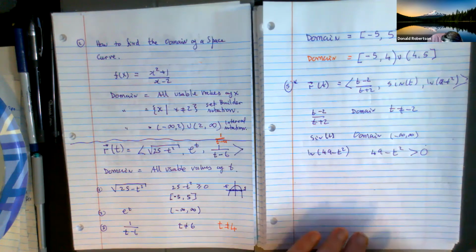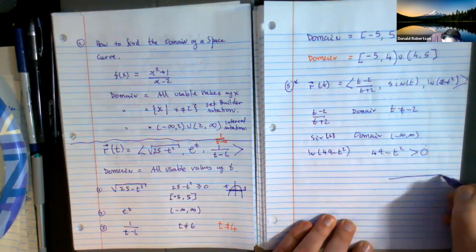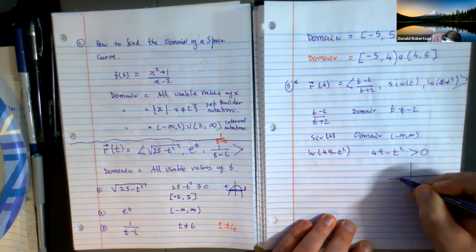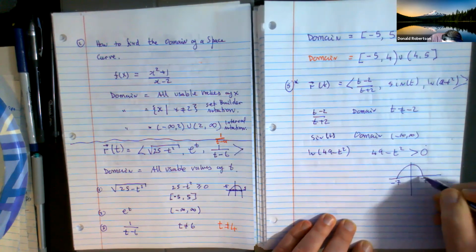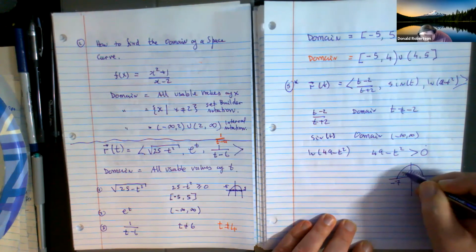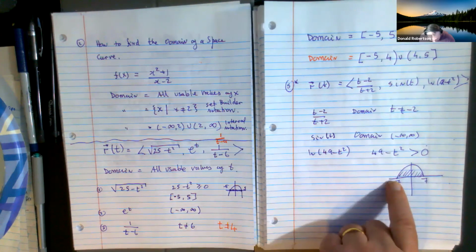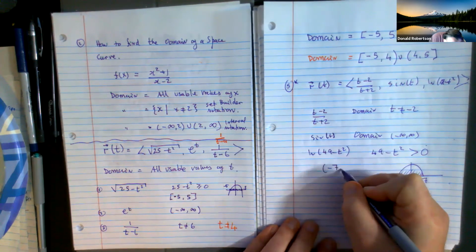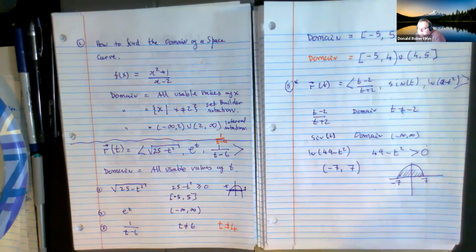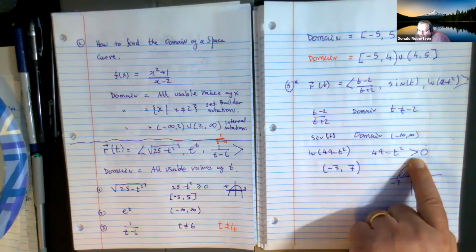Now, if you take this guy and you sketch him, it's not difficult to be shown that it only takes positive values between -7 and 7. Now, -7 and 7 with curved brackets around them. Remember, curved brackets mean you can't use the end numbers, which is why it's greater than 0, right?